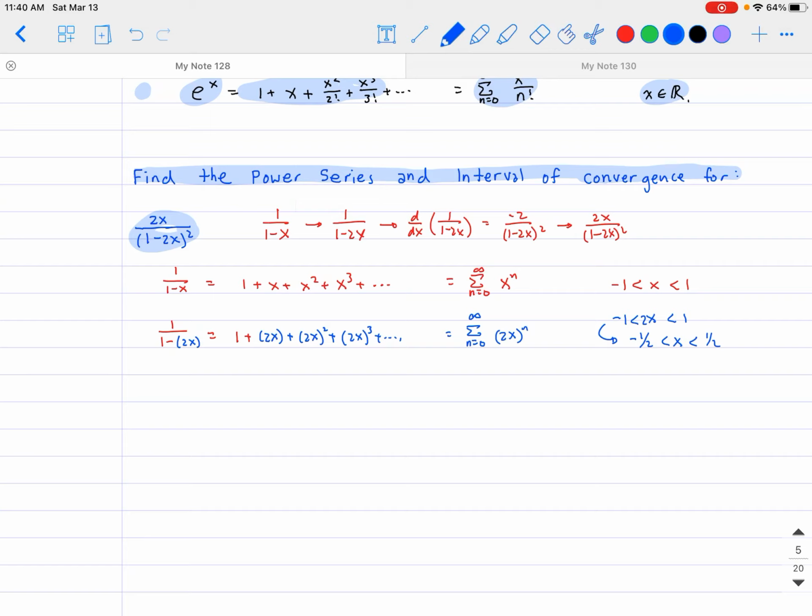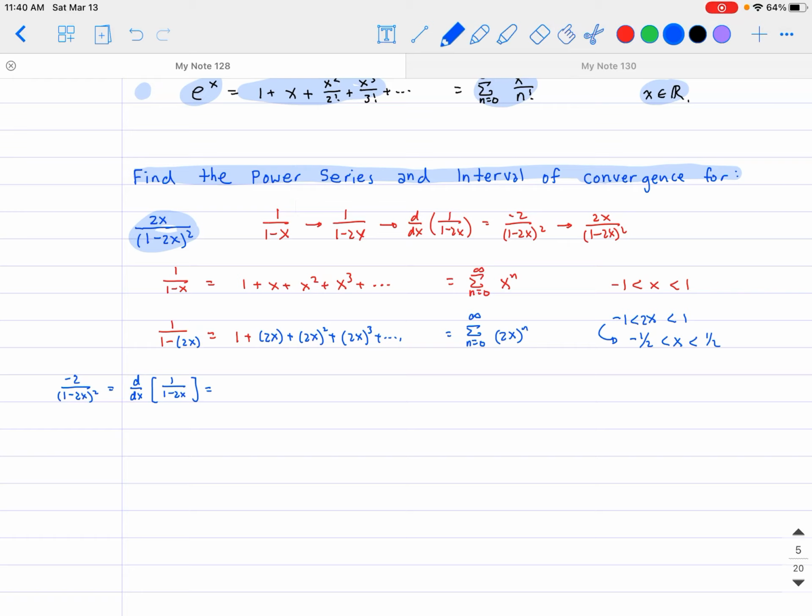The next step is I'm going to go ahead and take the derivative of this equation, because that's the next step to make it look like what I want. So the derivative of 1 over 1 minus 2x, according to what we wrote earlier, is supposed to be equal to negative 2 divided by (1 minus 2x) quantity squared. If I'm taking the derivative of the left, I definitely need to take the derivative of the right. So let's go ahead and write that out.